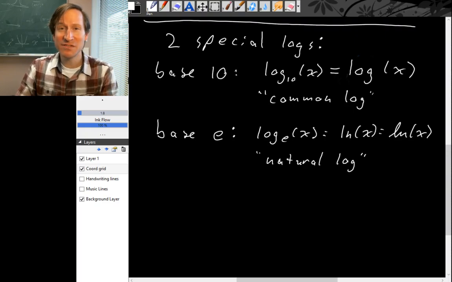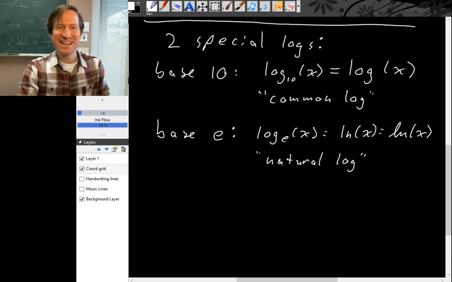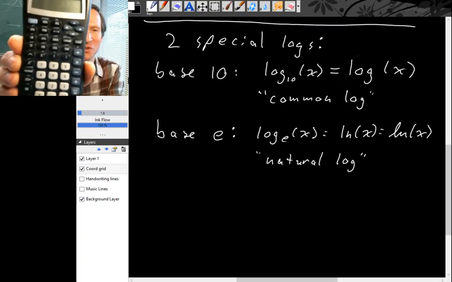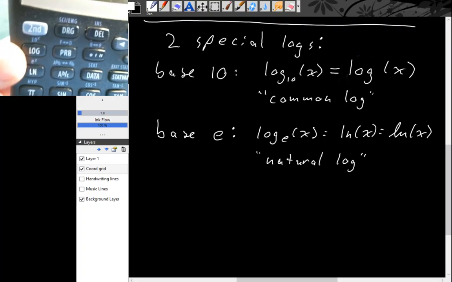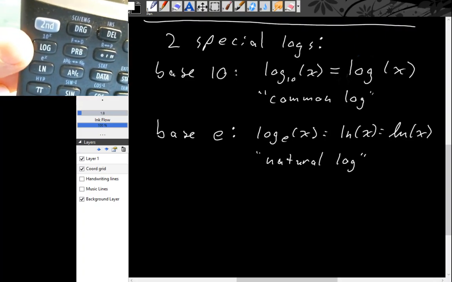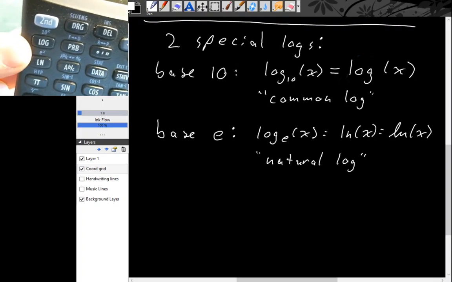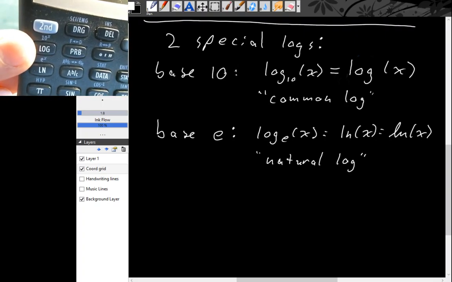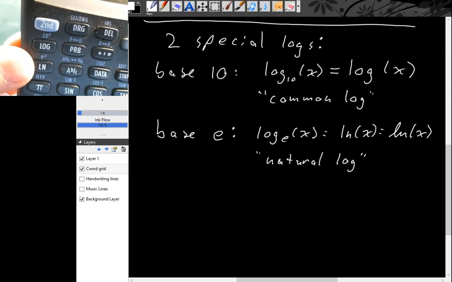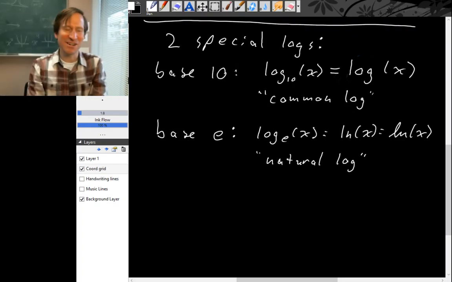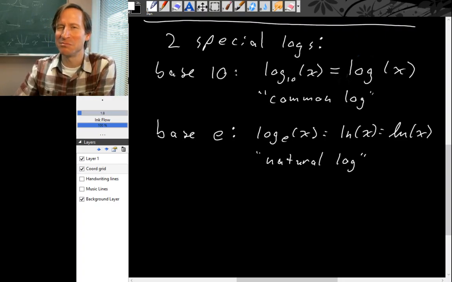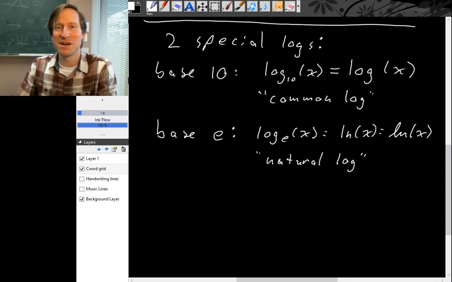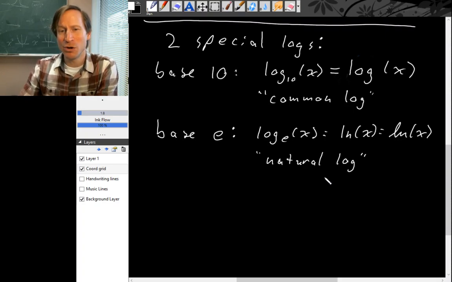If you have a scientific calculator, you'll probably notice that you have buttons for these two logs. On my calculator, they show up right here. Log, the common log, that's log with no base, which is really log base 10, and natural log, which is really log base e. Most scientific calculators don't have a logarithm button for any other base, which might seem like a problem, but really it's not. We'll see later on that there's actually a way to produce all of the other bases using just base e or just base 10.